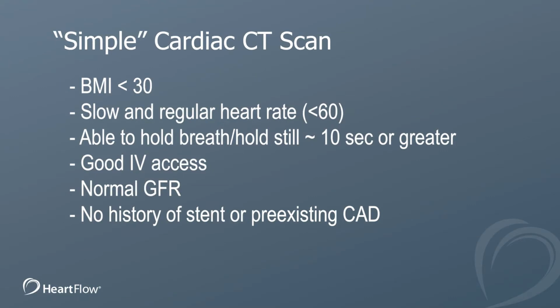When we select patients, we can have two types of patients. We can have a simple cardiac scan, or we can have a complex scan. For the simple patient, the patient will typically have a body mass index less than 30, a slow and regular heart rate, and the ability to hold their breath or hold still for 10 seconds or more. It's also imperative to have good IV access, and it's helpful if they have normal renal function so you don't have to limit the amount of contrast necessary. Also, it's easier to scan someone who has no established history of coronary disease with stents or coronary calcium.